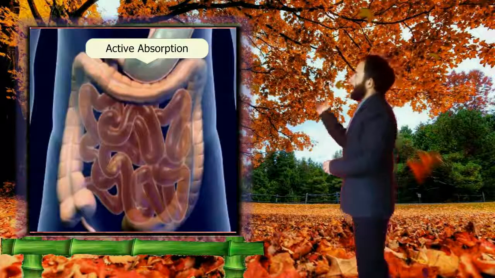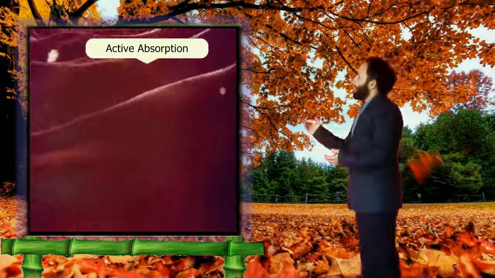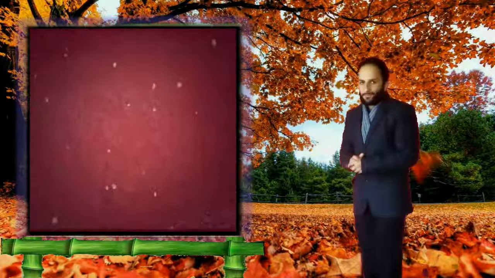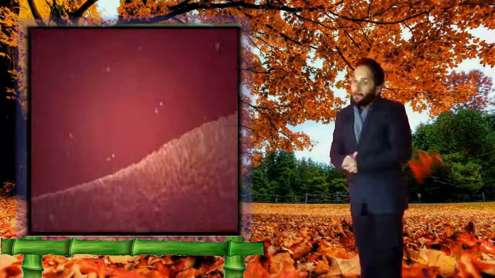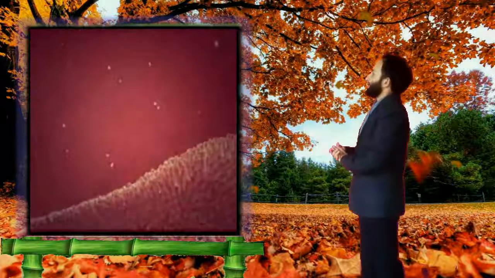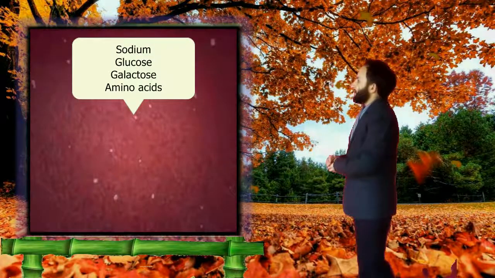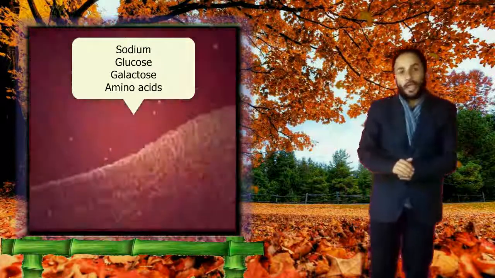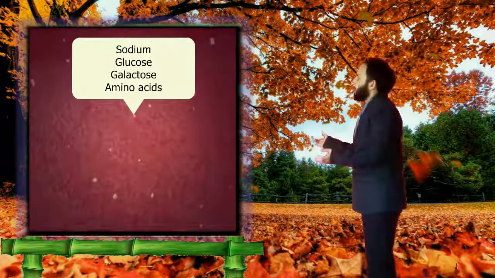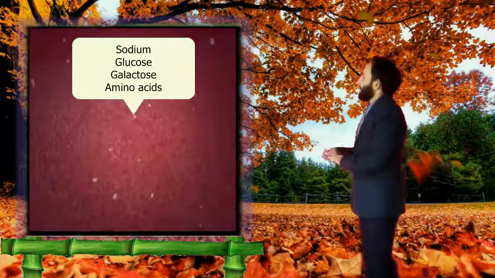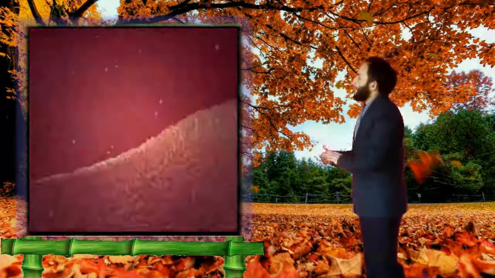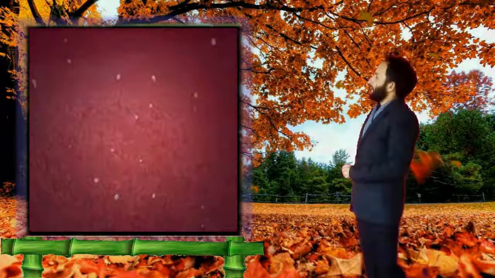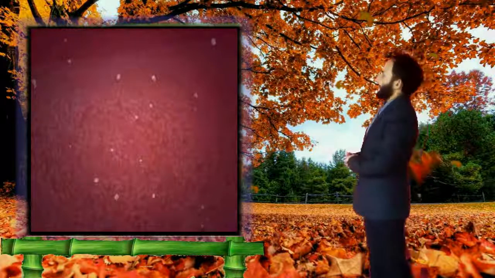Active absorption: energy is spent by the cells while obtaining substances by active transport. It occurs more rapidly than diffusion. You must know that substances of high nutritional value like sodium, glucose, galactose and amino acids are absorbed actively and completely from the intestine. By active absorption, cells can absorb even when the concentration of a substance is much lower in the intestinal lumen than in the intestinal cells and blood.